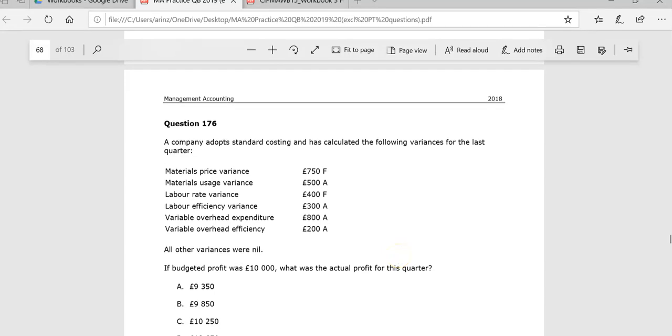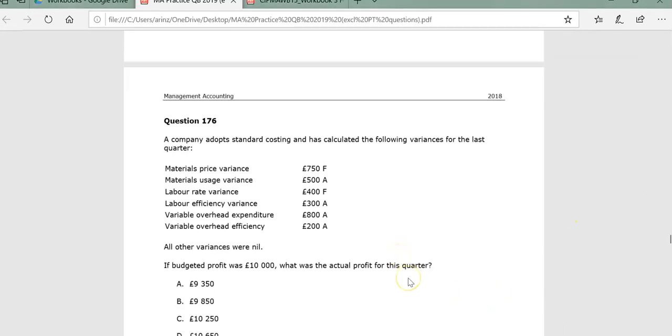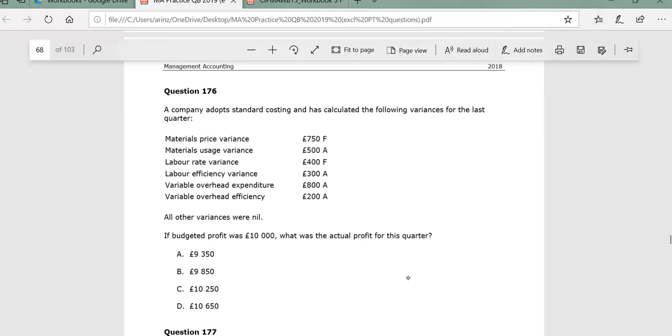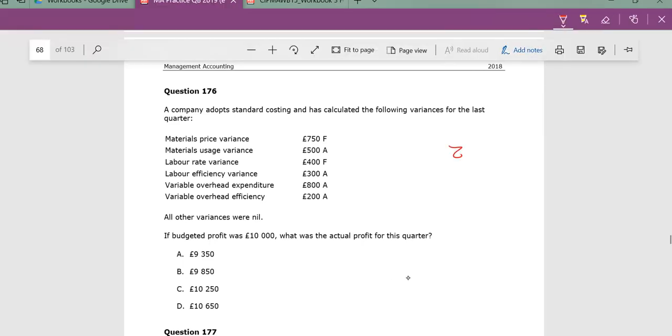Okay, let's do questions 176 to 180. 176, let's begin. Pretty much exactly the same thing as the early ones we've been doing. So this is good practice for you in terms of making sure you're happy with what's going on here.